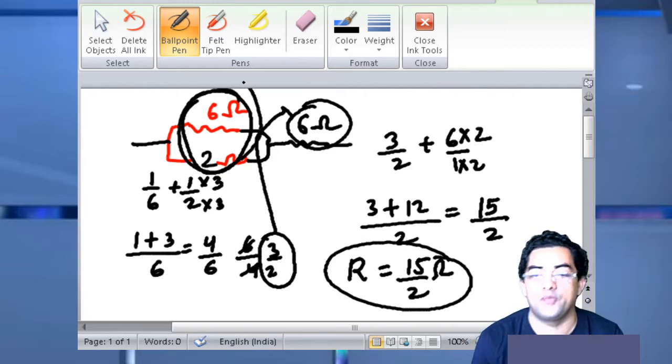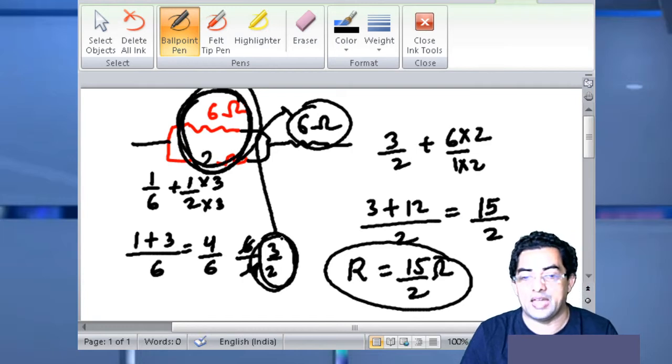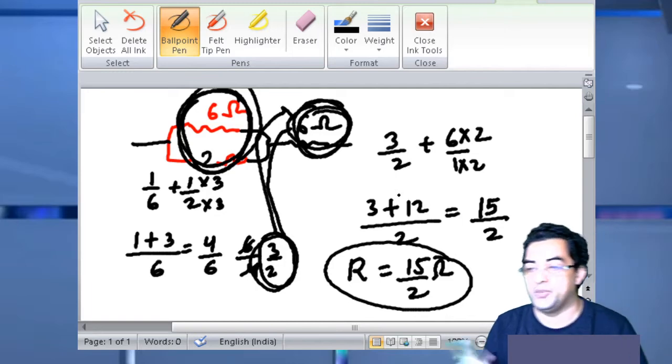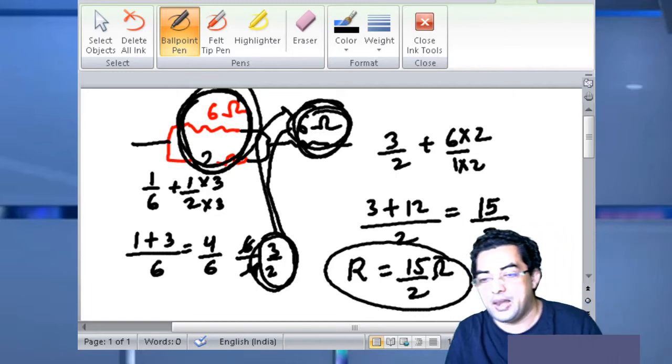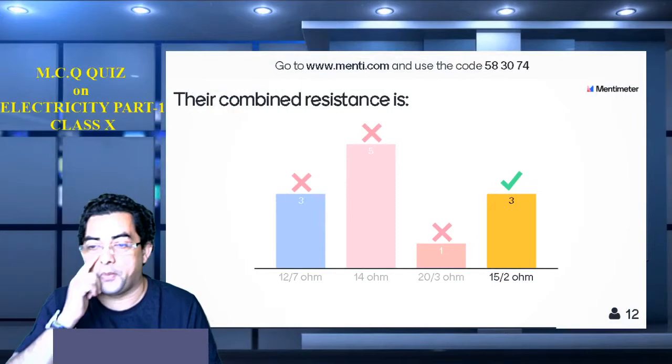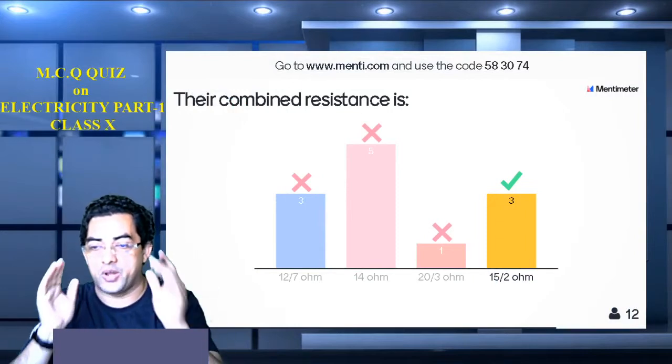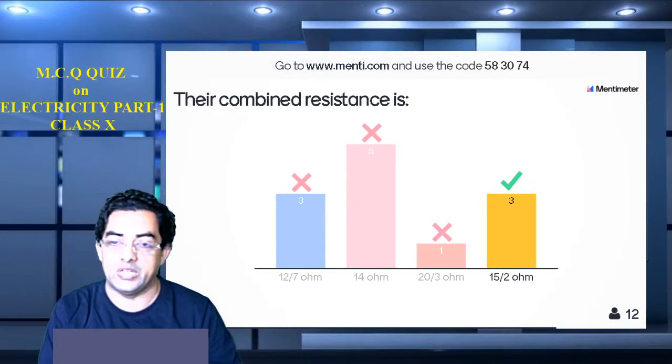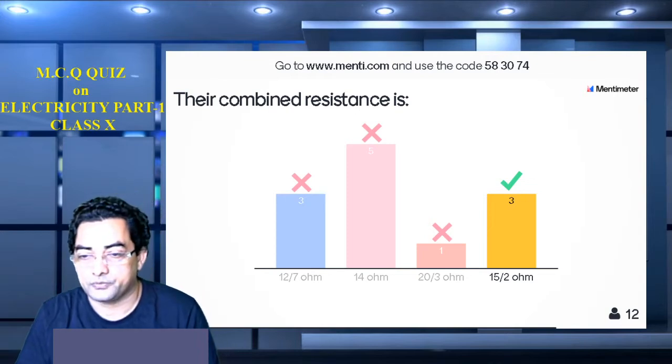First we have to solve the parallel one. Once you get the answer, then that and this one are in series, so they can be simply added. For parallel, we all know that it has to be 1/R1 plus 1/R2, and for series it is R1 plus R2.